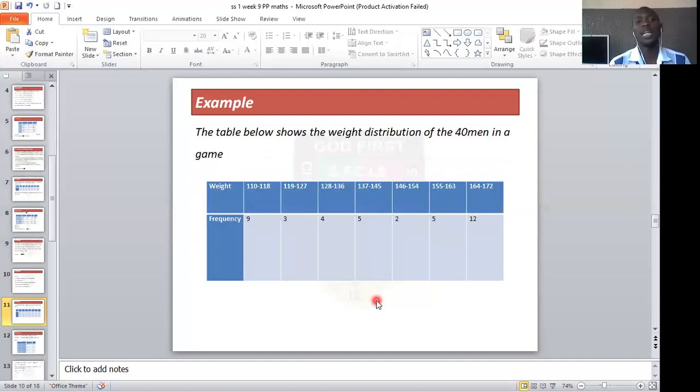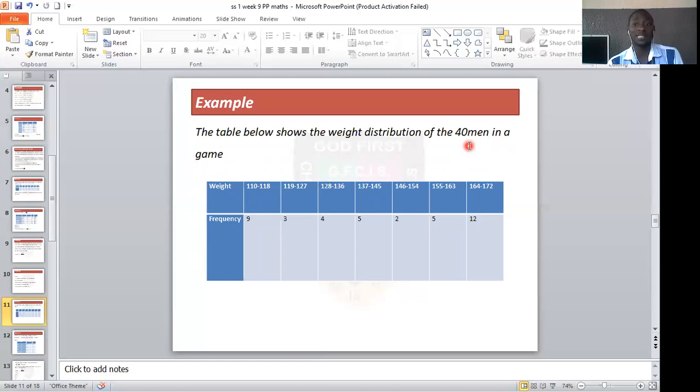So let me take an example to explain this very well for you. Look at this example. The table below shows the weight distribution of 40 men in a game. For 40 men, that is the total frequency. The total frequency is 40. That is, N is 40.